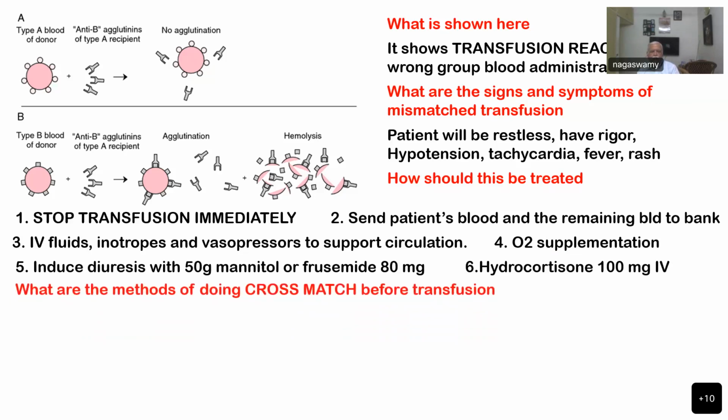What are the methods of doing cross-match before transfusion? How do you make sure that it is a compatible blood?